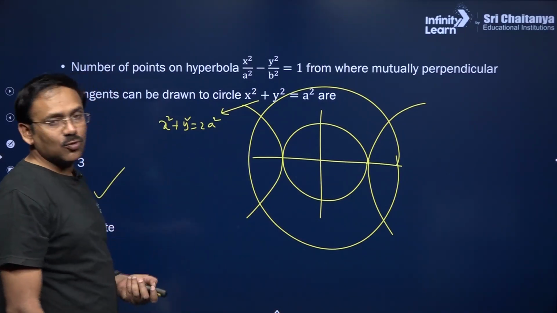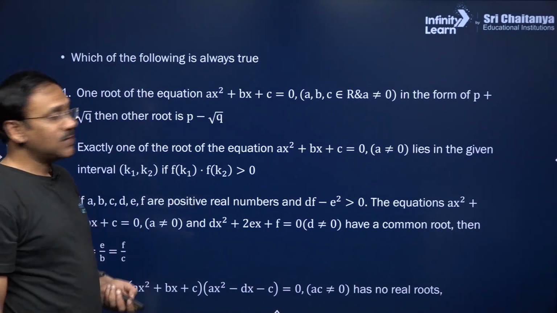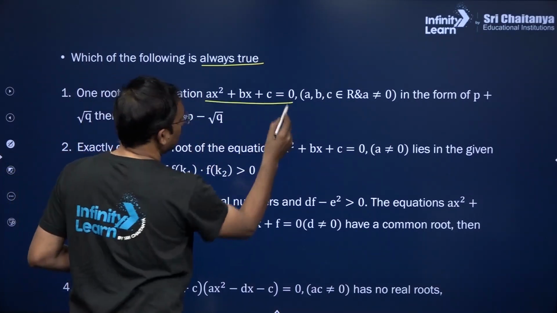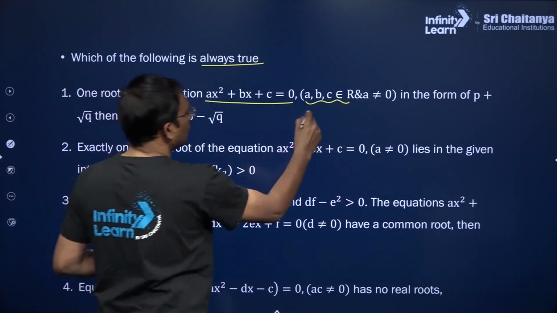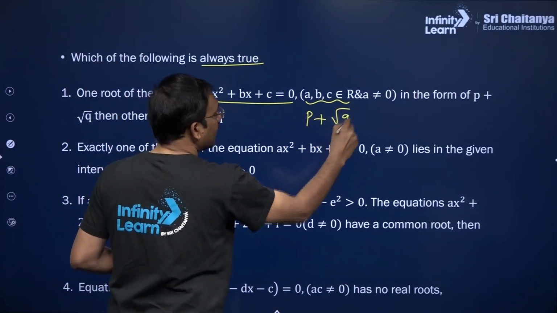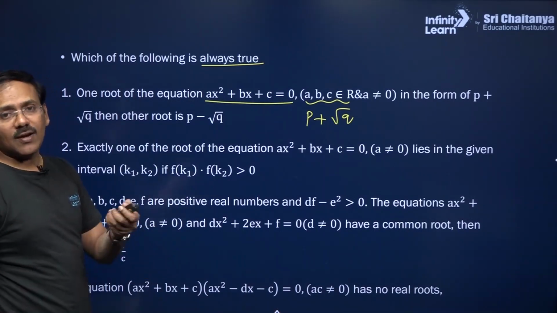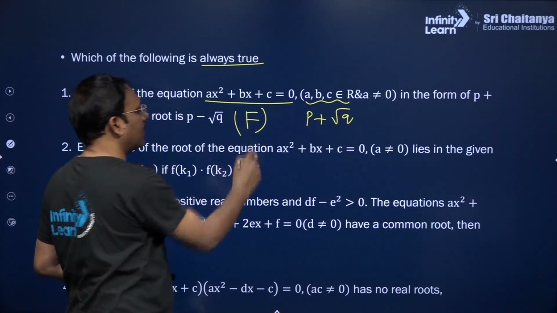There are 2 points, here are 2 points, so 4 points is the answer. Next question, my dear friends, which of the following is always true? Given quadratic equation a, b, c are real numbers, one root is p plus root q, the other root is, he is saying p minus root q. Yes, it is correct provided p, q are rational numbers. We don't have that data, so this statement is false, my dear friends.